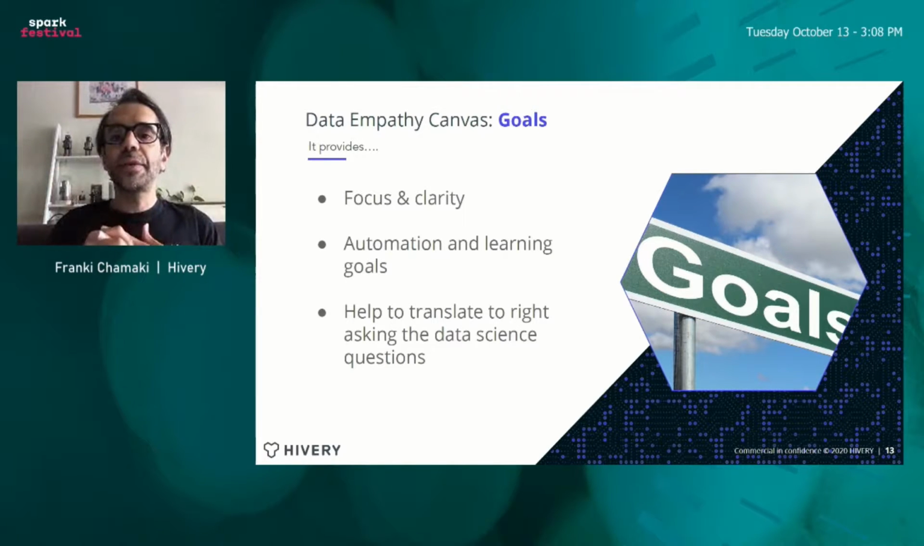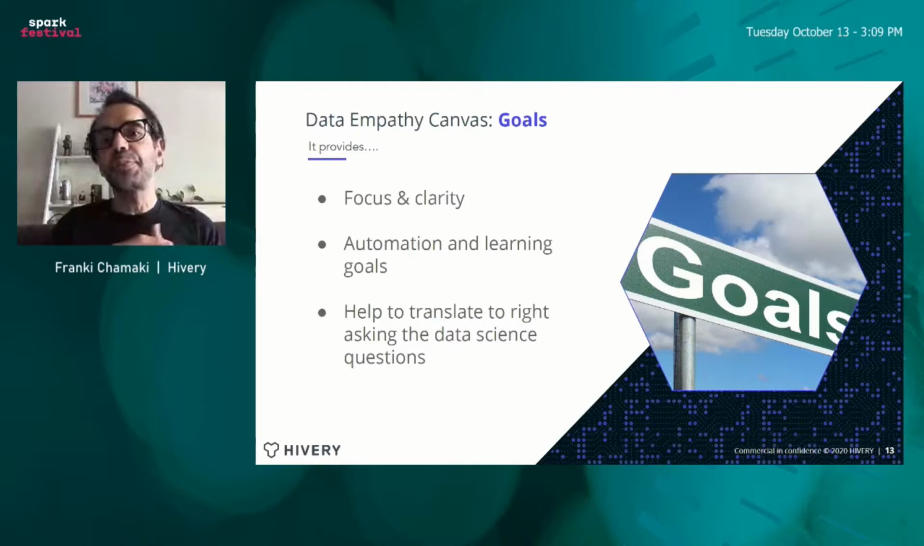What are goals really about? It's about providing focus and clarity in terms of what needs to be done or solved. What do you want the AI to do? That's basically the question. It also provides clarity with stakeholders around who is involved with this project. Importantly, goals can be broken down into automation goals or learning goals. This relates to the type of algorithms you're potentially going to use. For automation goals, detecting spam is an automation goal.